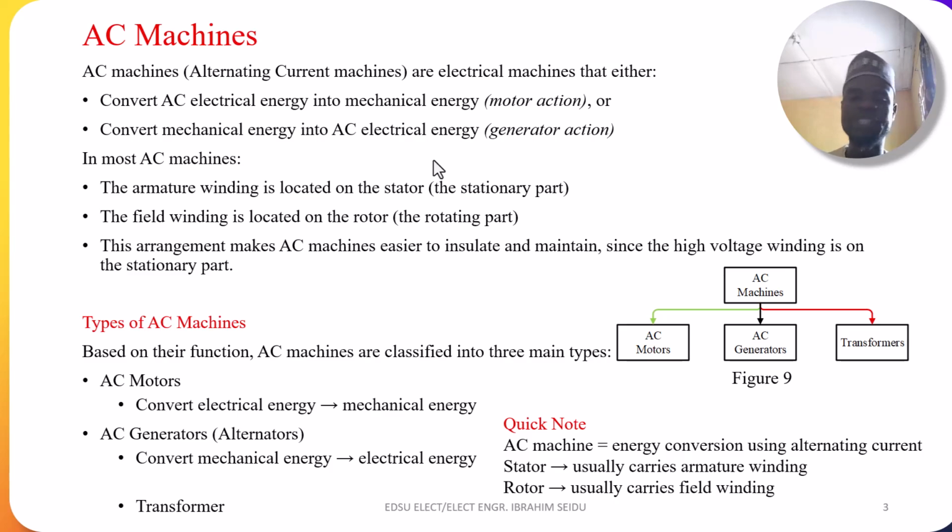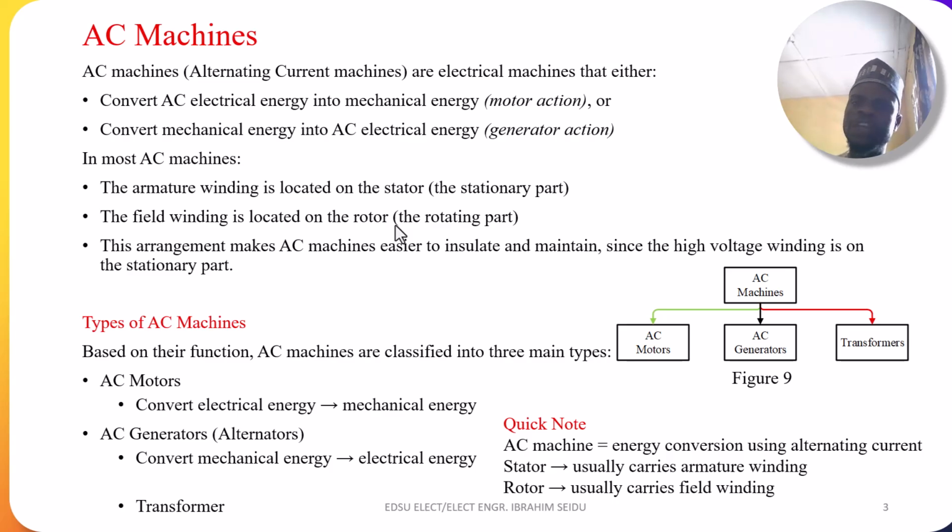Now, we have types of AC machine. Based on this class, we are going to divide AC machines into three categories: AC motors, AC generators, and transformers. But you may be surprised that in our class we said an AC machine has two main parts, the stator and the rotor, or the stationary part and the rotating part.